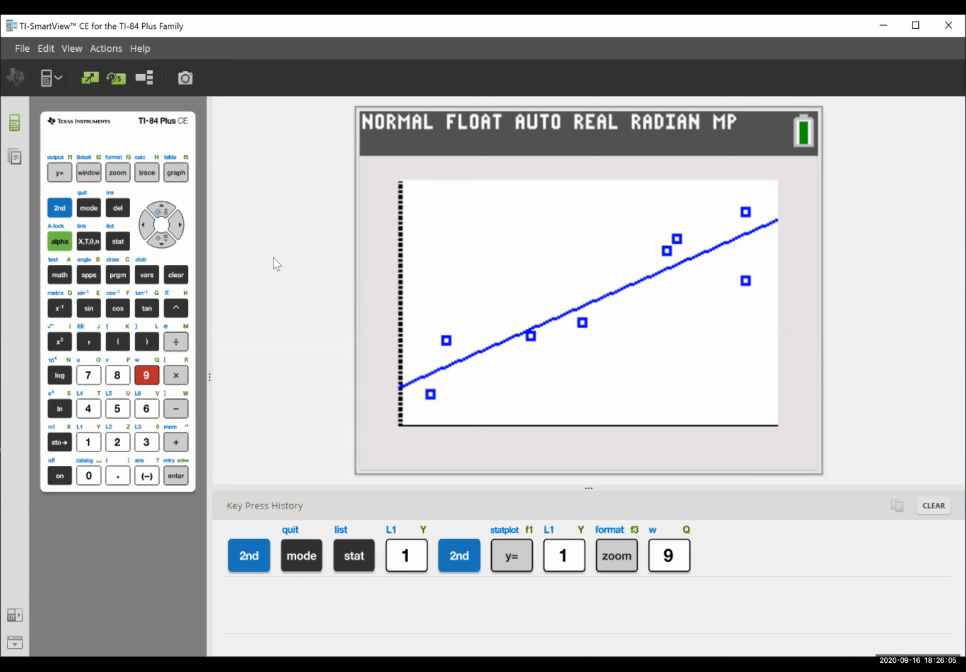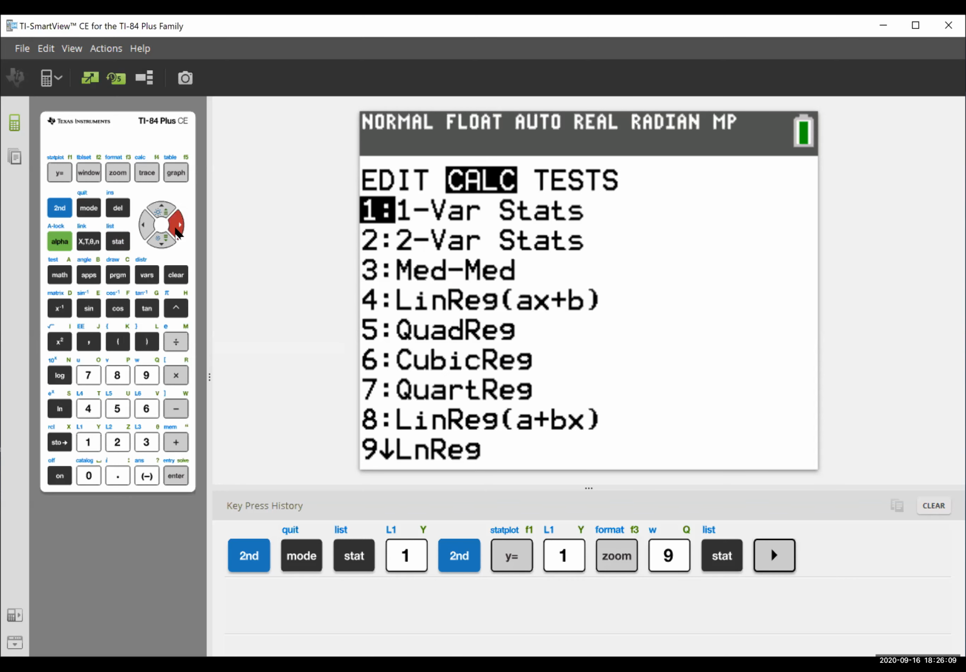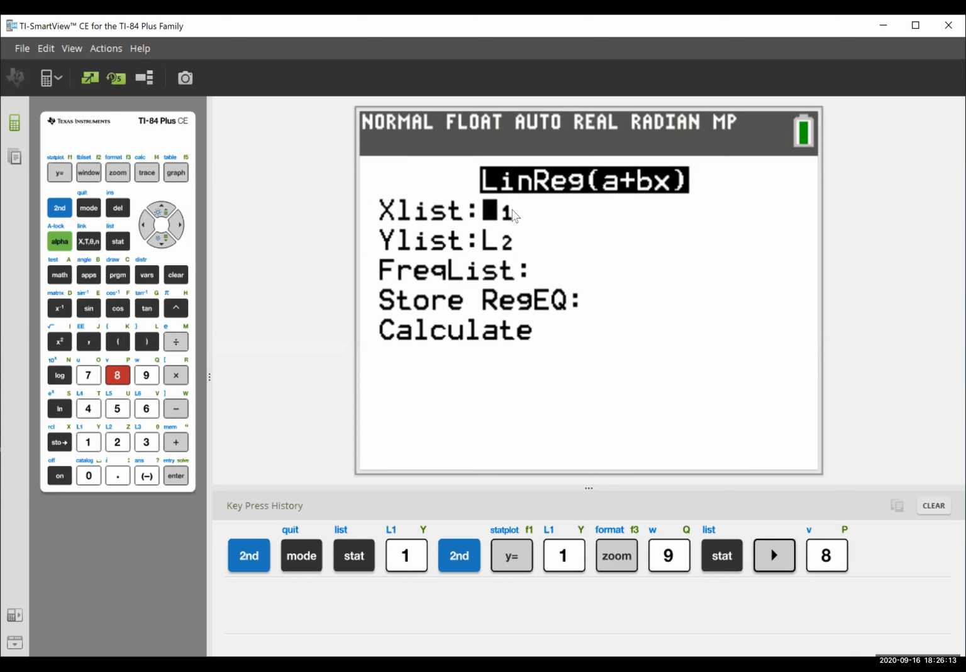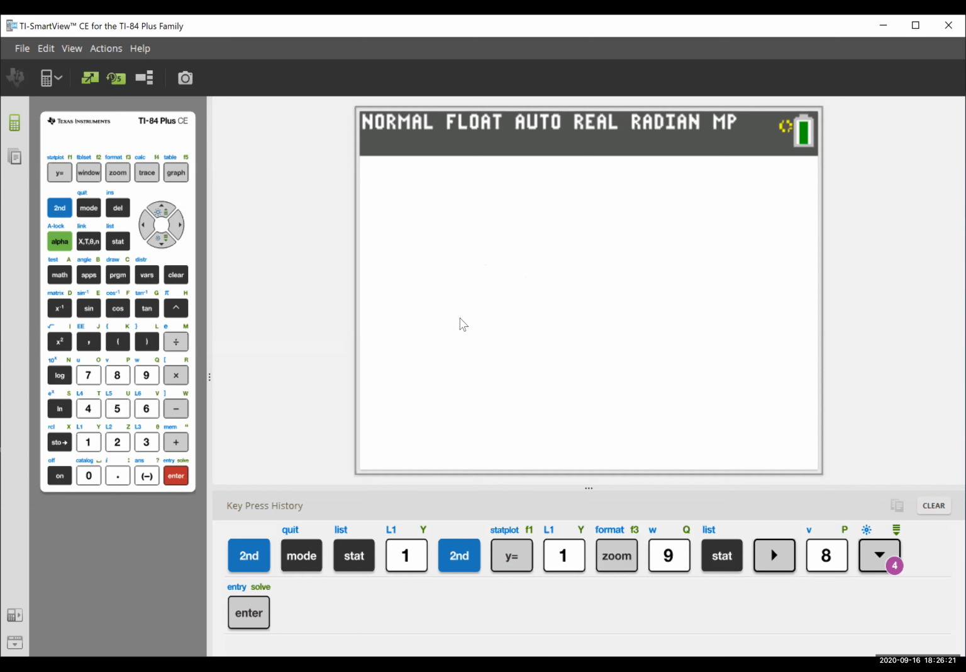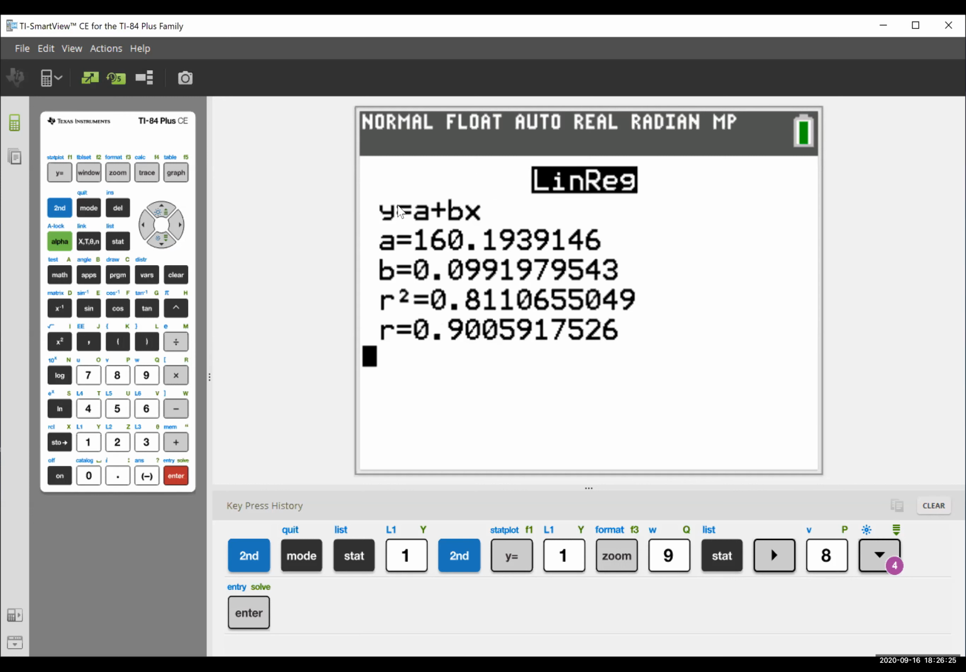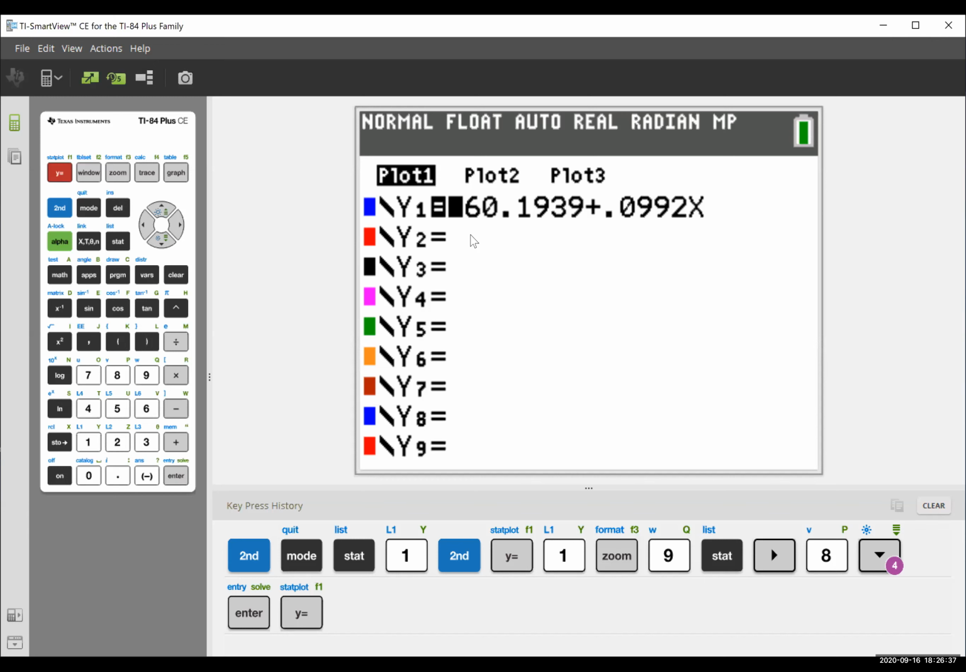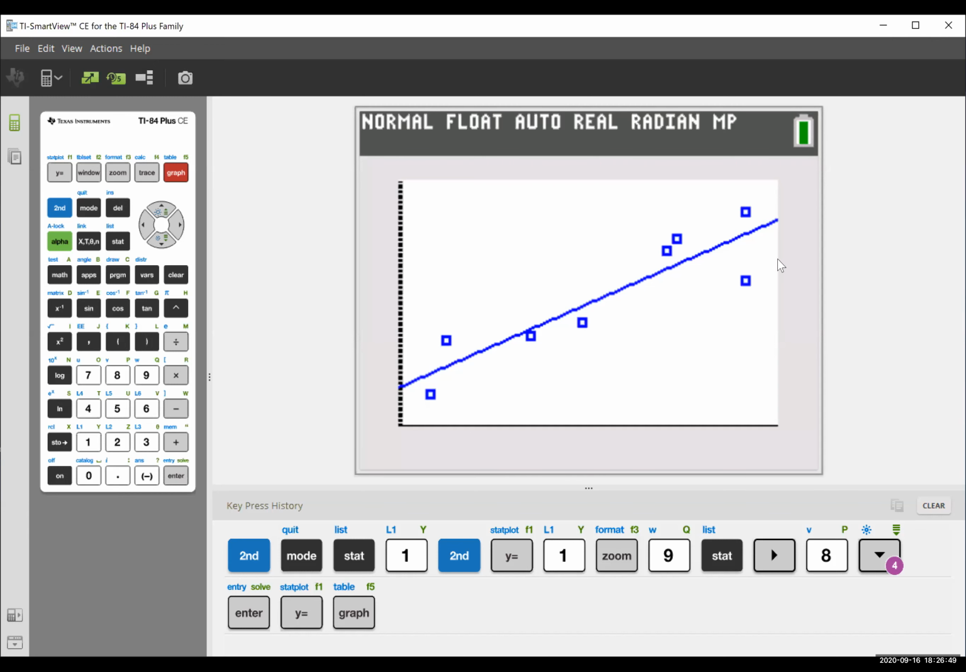And then to get the equation of the line, just to recall, stat calc 8, and make sure again that you have those lists, L1 and L2, and then calculate. You'll be able to get your A and B. That's why you have to write it in this form: y is equal to a plus bx. And after that, you type your equation, so press y equals here, and this is your equation: 160.1939 plus 0.0992x, and then just zoom 9 or just press graph again, and you will see this line. Okay, so that's how you get the scatter plot and the least squares regression line.